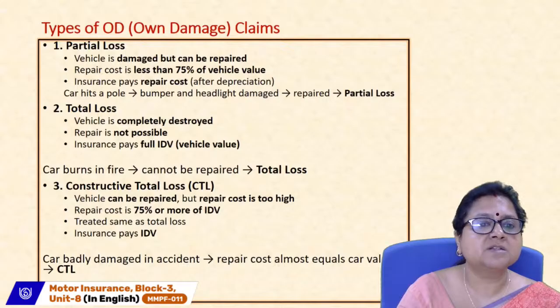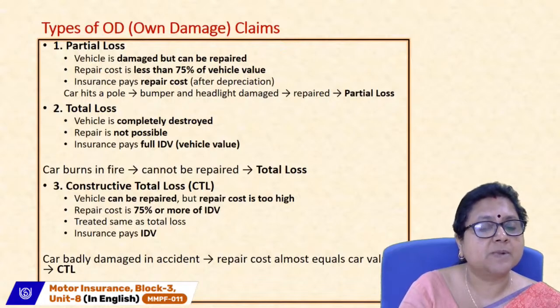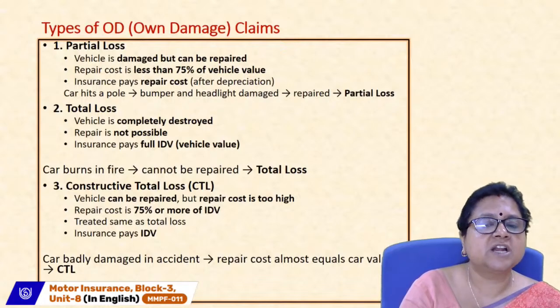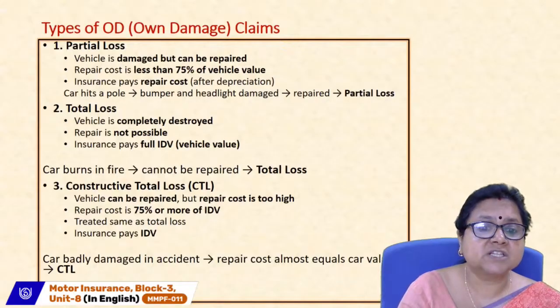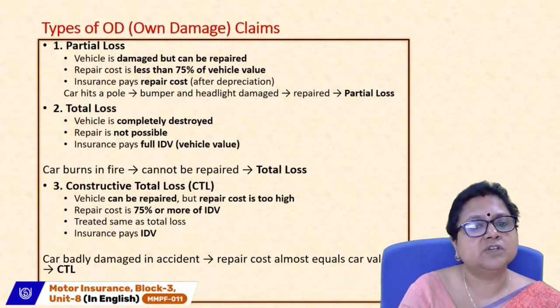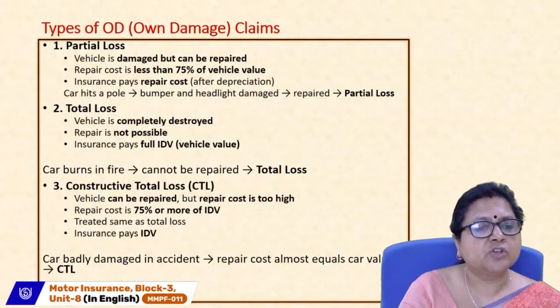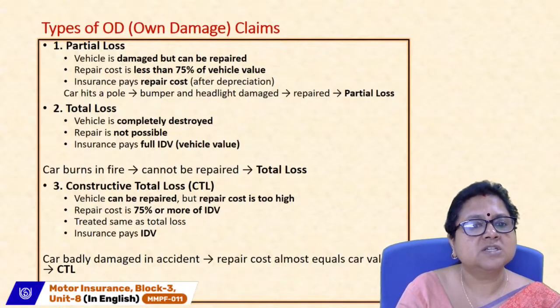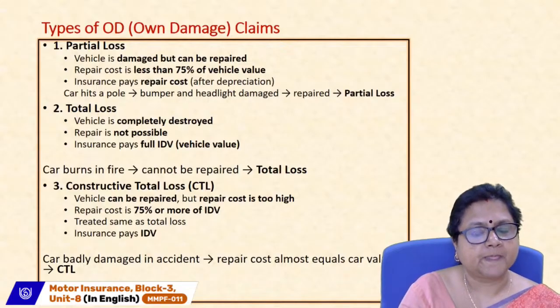Total loss is when, suppose, your vehicle is completely damaged and repair is not possible. Insurance will pay the full IDV. Now, IDV is again calculated by reducing the depreciation cost, and if it is zero depreciation, then IDV is the current market value. So, if your car burns in a fire and it cannot be repaired, total loss means you get your full IDV, the value of the vehicle.